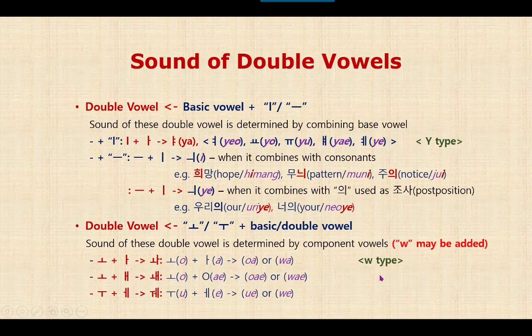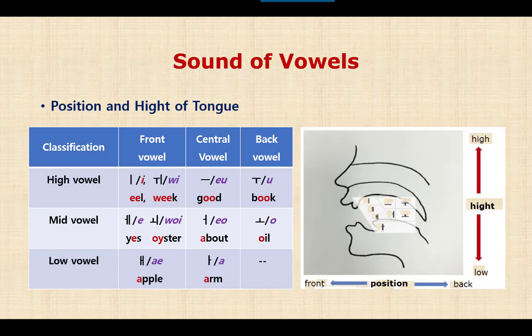So we call these W type double vowels. And these are Y type double vowels. This one is special. Sometimes it is read as E, sometimes it is read as Ye. If you need a little bit more time to practice or to understand this, you can click the pause button here and have some time, practice, read and pronounce this part of the double vowels. Okay? And come back later. I'll wait. Have you practiced enough? Welcome back.